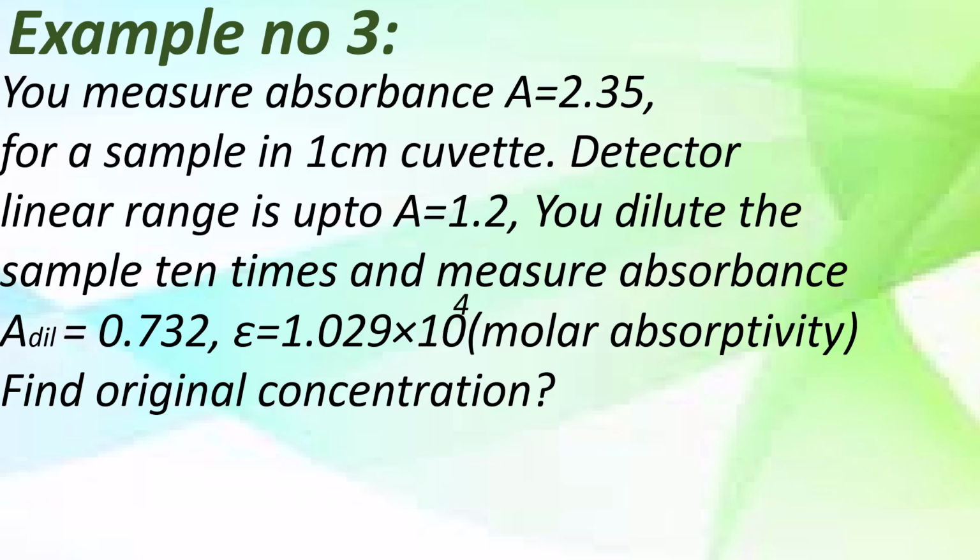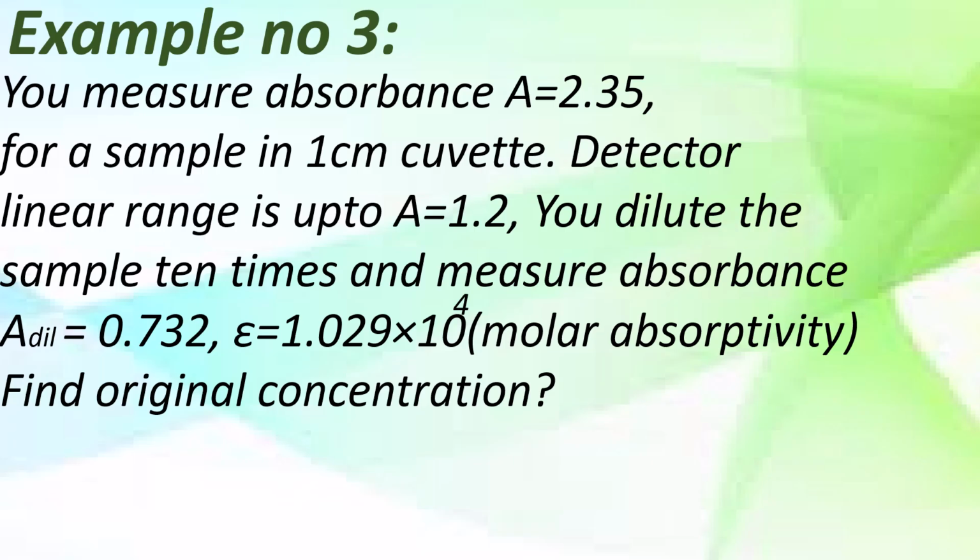Example number 3. You measure absorbance A is equal to 2.35 for a sample in 1 centimeter cuvette. Detector linear range is up to A is equal to 1.2. You dilute the sample 10 times and measure absorbance. A dilute is equal to 0.732. Molar absorptivity is 1.029 exponent 4. Find original concentration of solution.